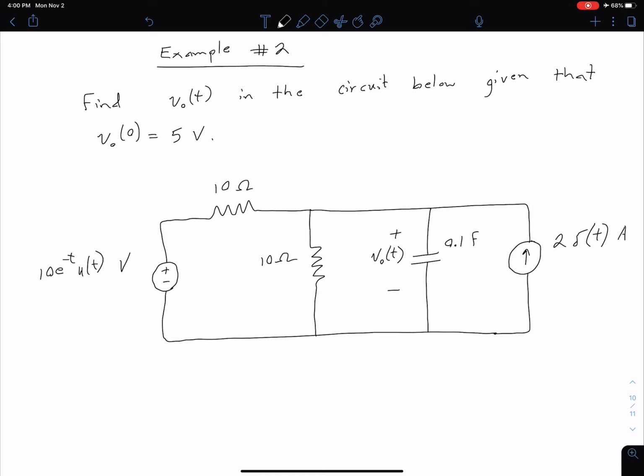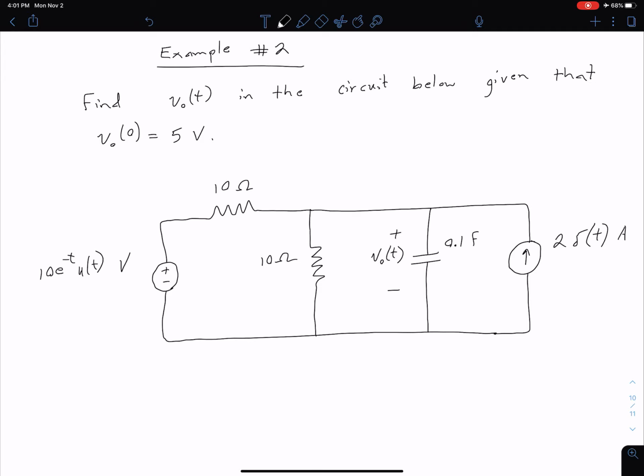In this case, we see that our circuit does not have any switches, but rather our sources are explicitly defined with, in this case, our voltage source on the left, a step function u of t, and on the right, our current source has a delta function d of t. And so what that might represent is a momentary current spike that comes from some switching operation.